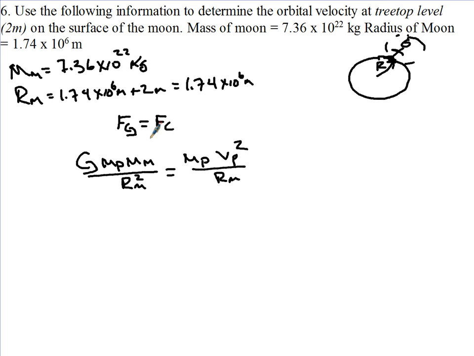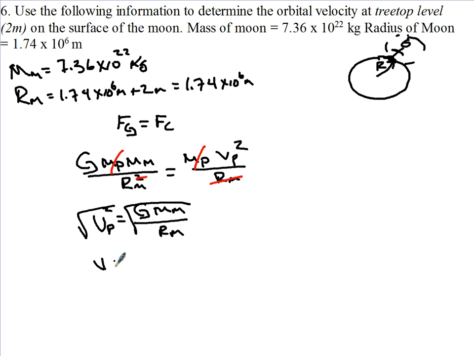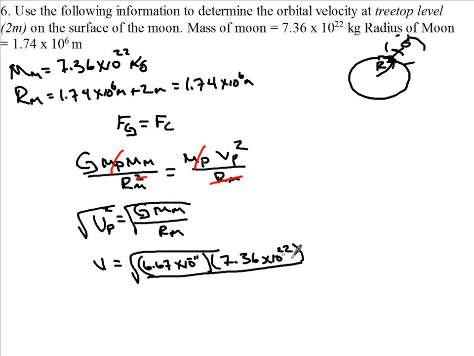Now watch what happens. The mass of the person or the tree or whatever is always going to cancel, and one of the radii will cancel with that radius altogether. So the velocity of the person squared is big G, mass of the moon, divided by the radius of the moon. Let's square root both of these. So the velocity on the surface of the moon is the square root of 6.67 times 10 to the negative 11 times the mass of the moon, 7.36 times 10 to the 22nd kilograms, divided by the radius of the moon, 1.74 times 10 to the 6th meters.